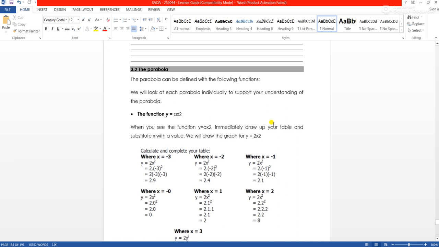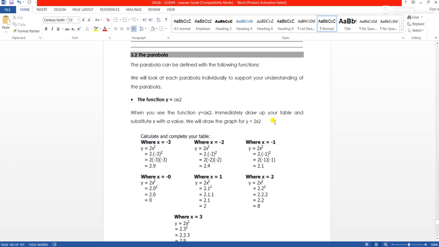And also looking at a parabola. A parabola can be defined with the following functions. We look at each parabola individually to support the understanding of the parabola. So the function y equals ax squared, ax2. When you see the function ax2, we immediately draw up a table and substitute x with values and we draw the graph for x2.